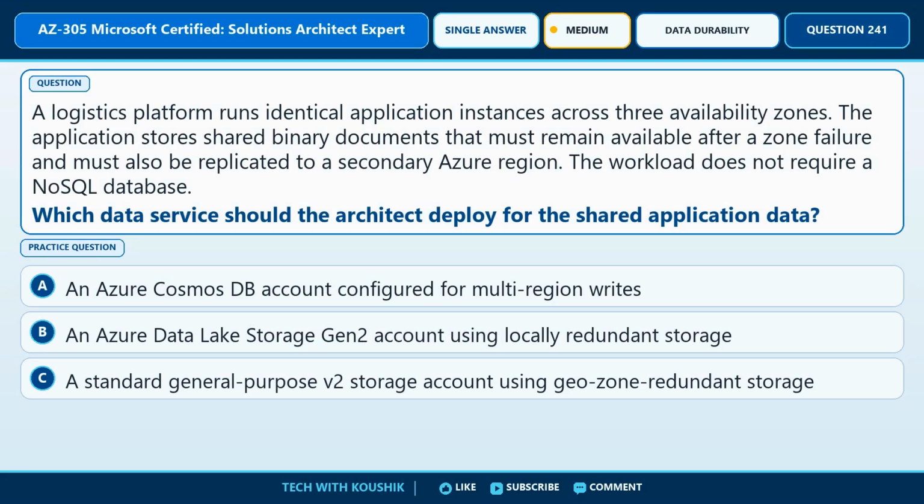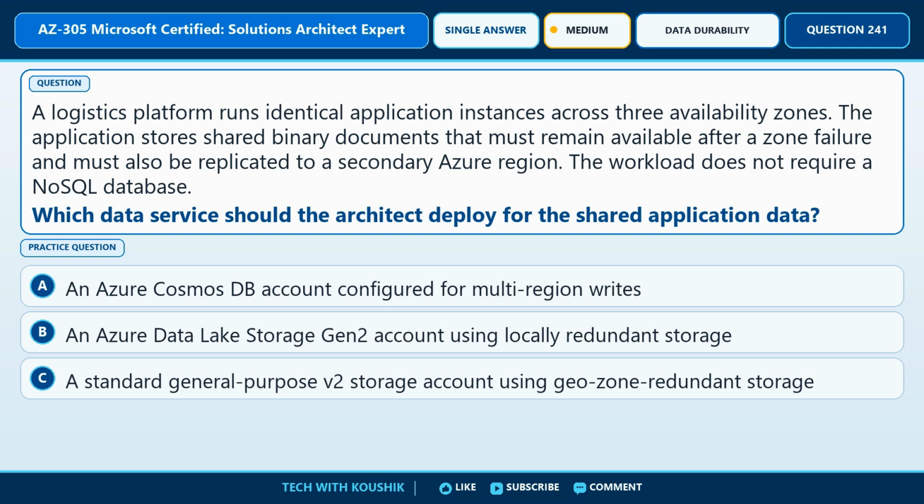Consider the following scenario. A logistics platform runs identical application instances across 3 availability zones. The application stores shared binary documents that must remain available after a zone failure and must also be replicated to a secondary Azure region. The workload does not require a NoSQL database. Which data service should the architect deploy for the shared application data?